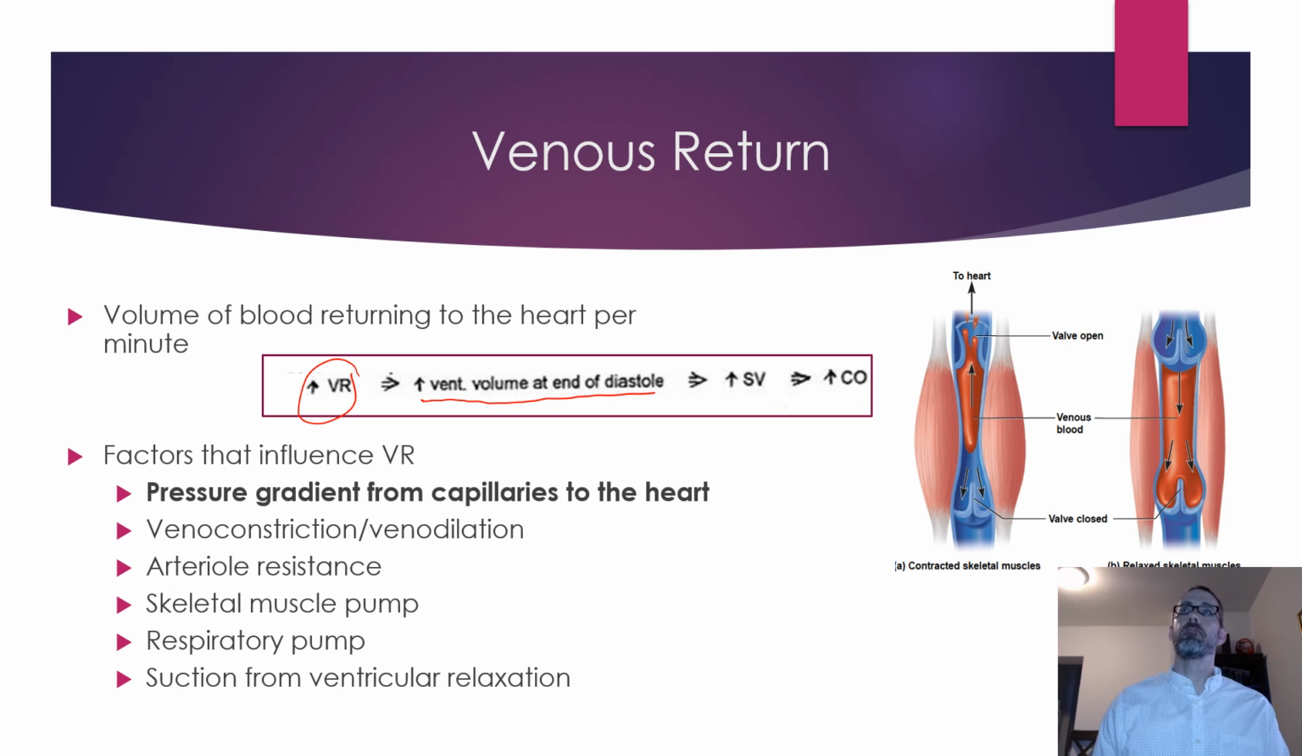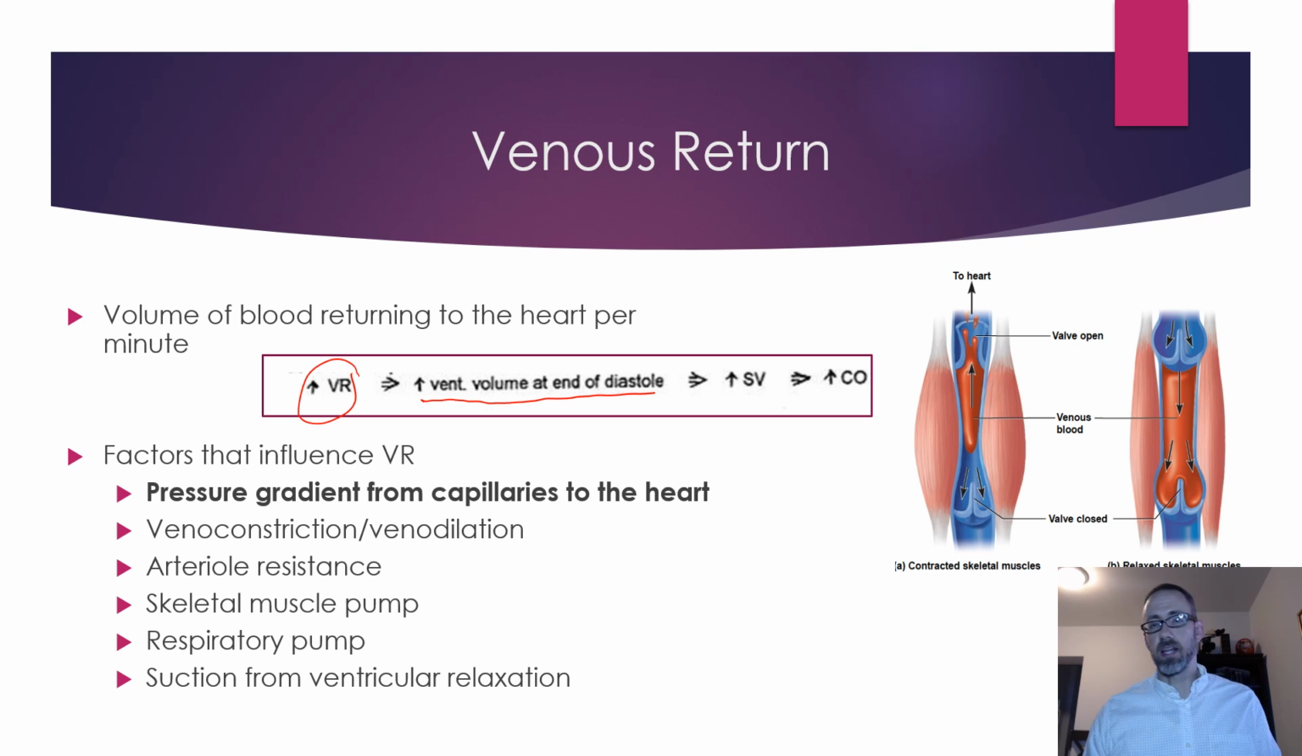So for example, it could be from 10 millimeters of mercury at the venule end of a capillary and be 1 to 0 millimeters of mercury in the right atrium where the venous blood is returning. So that's our gradient, from 10 to 1 millimeters of mercury, for example. So that's actually the most important, which is why I put that in bold there. So without a gradient, there's no flow of blood.